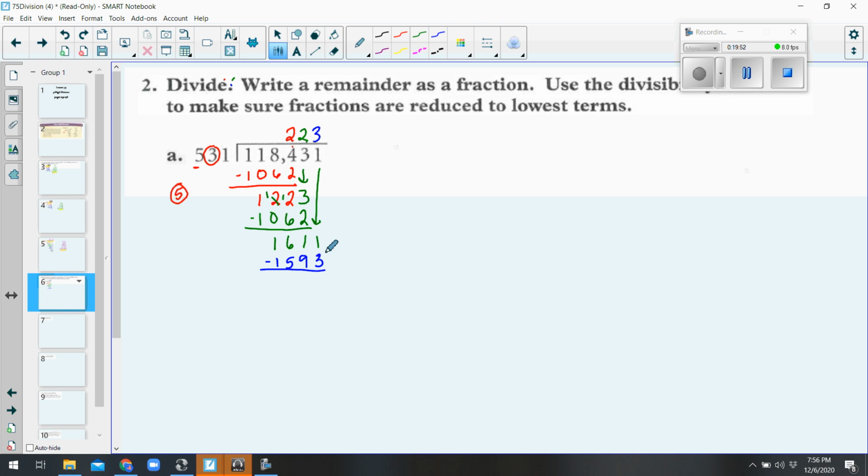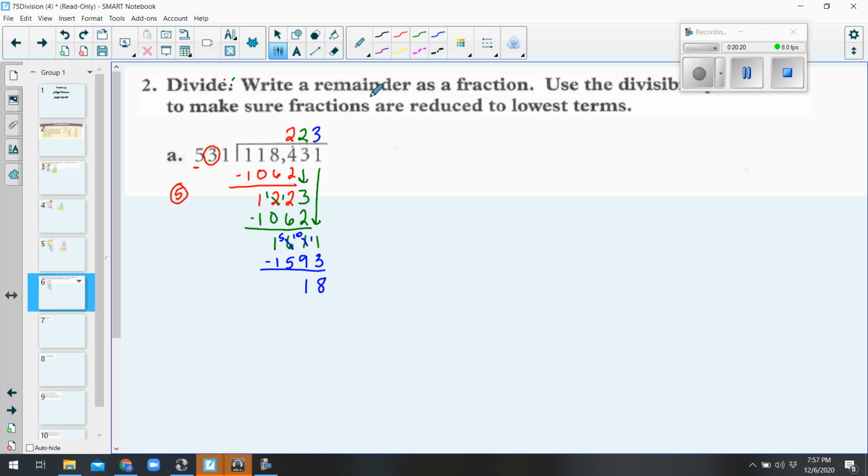Now I'm ready to subtract. I cannot say 1 minus 3, so I'm going to borrow from the 1 and make it a 0. This 1 is going to become 11. 11 minus 3 is 8. I cannot say 0 minus 9, so borrow 1 from the 6 and make it a 5. The 0 becomes 10. 10 minus 9 is 1. And then 5 minus 5 is 0, and 1 minus 1 is 0. So I've got 18 as a remainder.